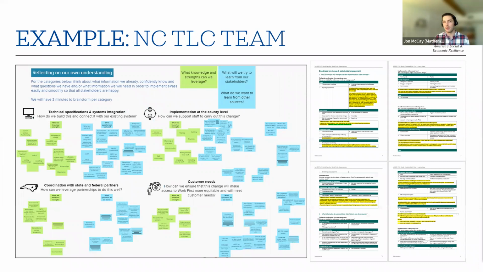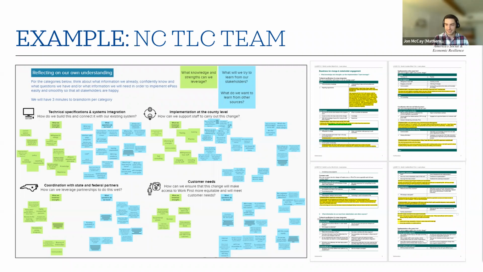Or take, for example, the work that the North Carolina TANF Learning Community team did. Some amazing work on stakeholder mapping and thinking through this electronic application process, dividing it into four dimensions. First, the technical specifications and systems integration of this rollout: how do we build this and connect it to our existing systems? Second, implementation at the county level.